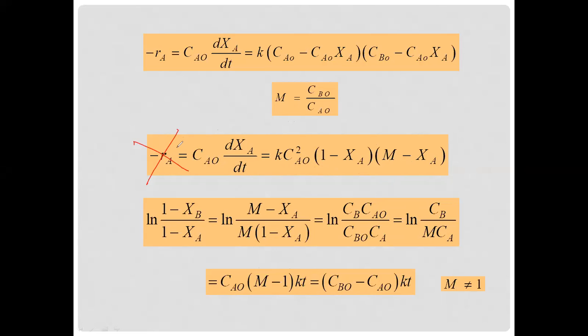Trisha, Charmaine, what tool in integral calculus will we use?